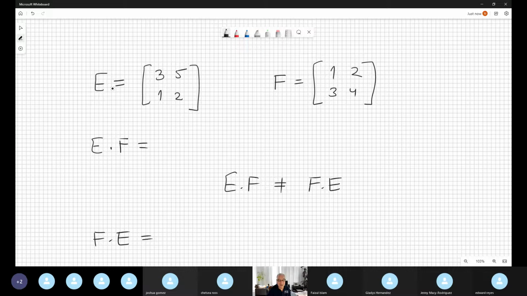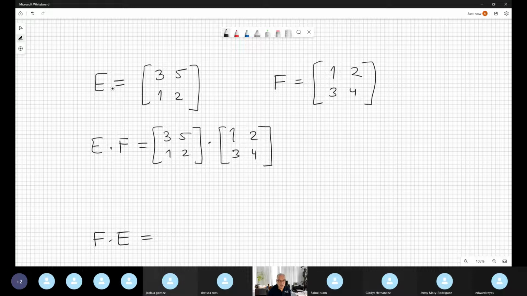There are specific cases where yes, but too weird. In general they are not equal. So basically, when you multiply E, which is 3, 5, 1, 2, times 1, 2, 3, 4, remember, the first thing you should do is check the dimensions. 2 by 2, 2 by 2. No problem, the dimensions match perfectly. And we expect the result to be another 2 by 2 matrix.